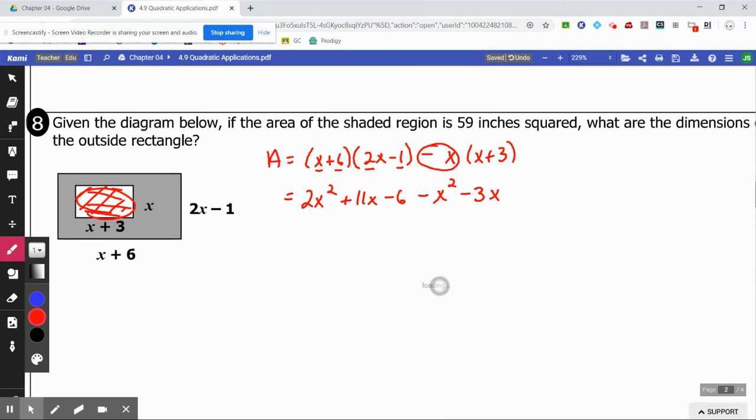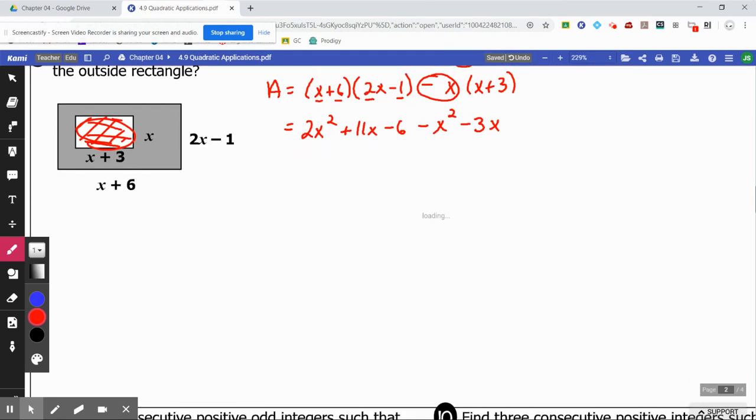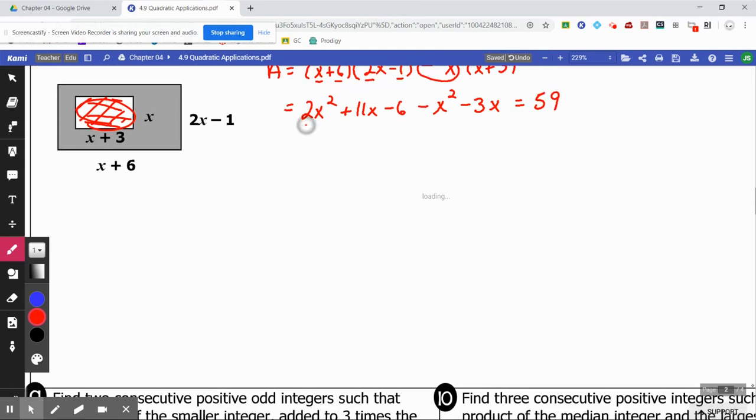Now, let's look back. The area of the shaded region is 59. This is an expression representing the area of the shaded region, and we know that this has to equal 59. So let's include that. 2x squared minus 1x squared gives you 1x squared. 11x minus 3x gives you 8x. And then bring down the minus 6 equals 59.